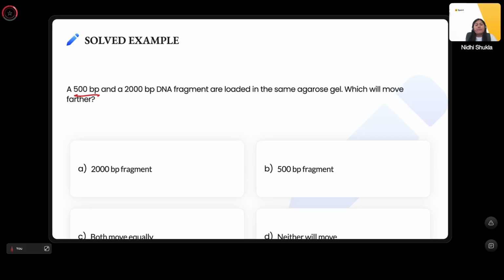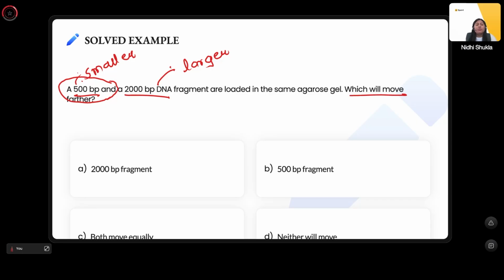Now, a 500 base pair and a 2000 base pair DNA. That means the 500 base pair DNA is going to be smaller, whereas the 2000 base pair DNA is going to be larger. So you have one smaller fragment and one larger fragment, loaded in the same agarose gel. As you know, the smaller DNA fragment receives less resistance from the agarose gel and can move easily through the gel. It will cover more distance as compared to the 2000 base pair DNA fragment, because that is a large DNA fragment.